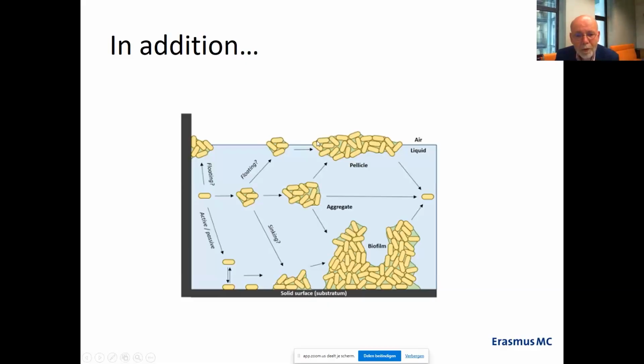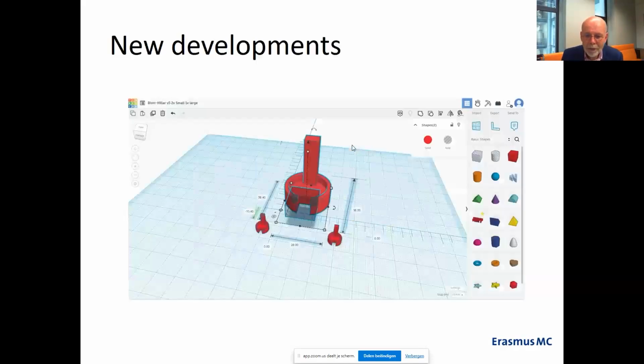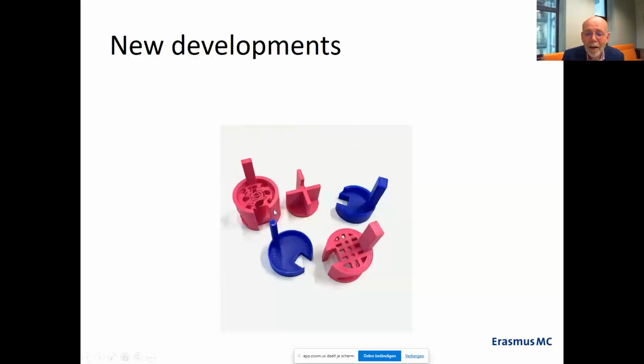Pseudomonas can do this, but also different mycobacteria grow very nicely on floating devices even, and you can really see them in formal biofilms. So we are in the lab working on how we can catch these biofilms and do assays with them. So one of my technicians, Corné de Vogel, and Michiel Bekskens, designed several in our 3D printer, and here are examples.